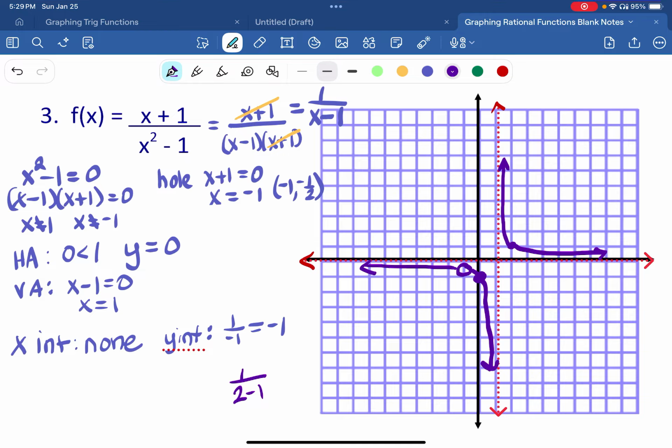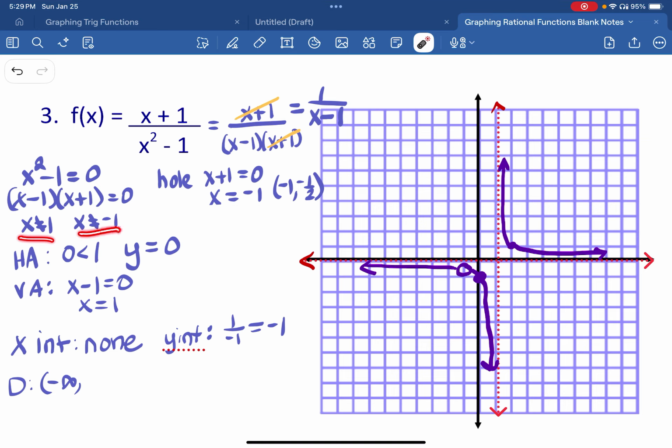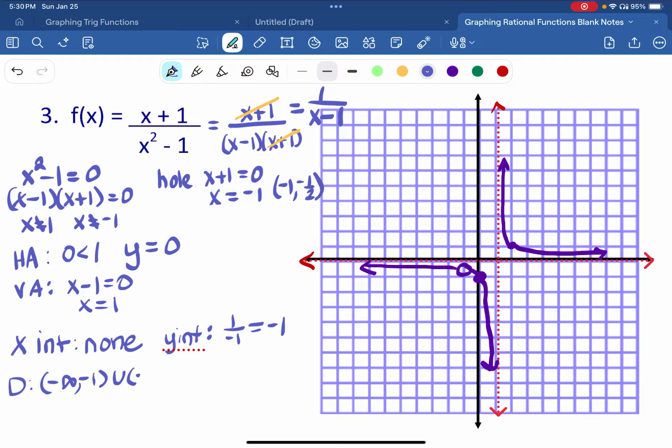Okay, now let's give the domain and range. So for the domain, it goes from -infinity. Notice that with the domain, there were 2 restrictions. This one was where we had the hole right here, so it skips that. And this is where we had the vertical asymptote here, and it skips that. So there are 2 places that the domain skips, which would be -infinity to -1, unioned with -1 to 1, and then unioned with 1 to infinity. We have to make sure we include all of those domain restrictions.